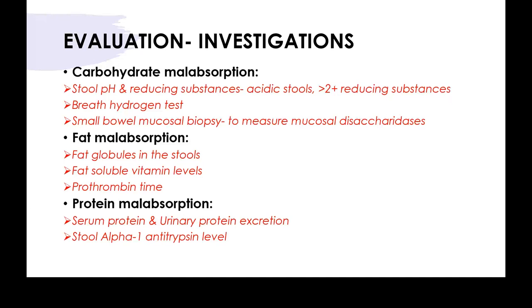So all trainees and clinicians, what we need to remember is when you see a child with chronic diarrhea having hypoalbuminemia, it's very, very important to check urine protein excretion. Then stool alpha-1 antitrypsin level is another test for protein malabsorption, where it's going to be elevated in the stools. Then there are further tests.